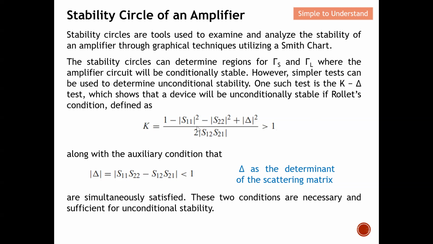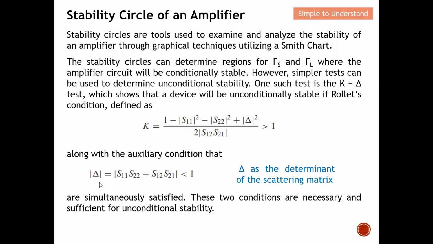When we calculate the K factor, if K is more than 1, it is potentially unconditionally stable. We need two factors, and when K is more than 1, it meets one of the criteria for the amplifier to be unconditionally stable. This is the first condition.